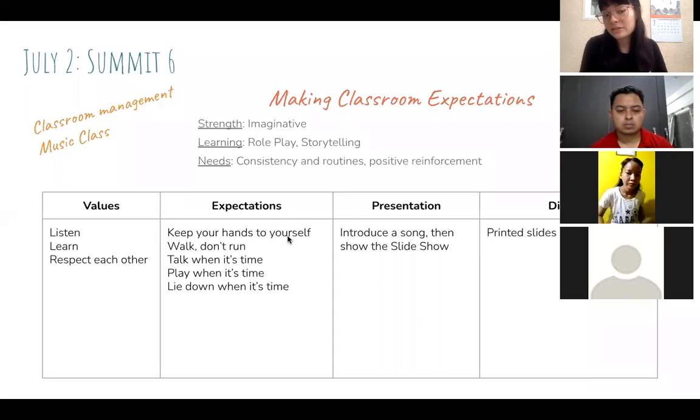Keep your hands to yourself. Walk, don't run. Talk when it's time. Play an instrument when it's time. Lie down when it's time. For some reason, this class loved to lie down, so I had to tell them that they can only lie down when it's time to lie down.